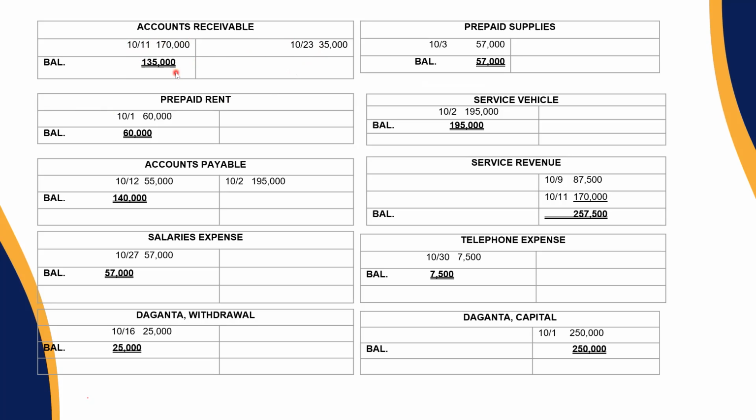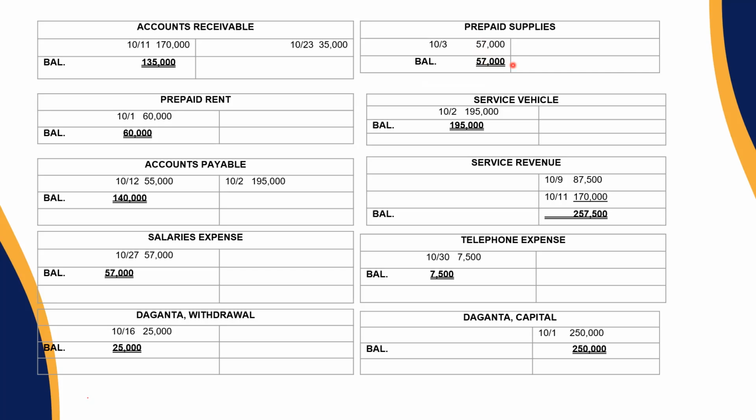Okay? What about prepaid supplies? Sa prepaid supplies, hanapin niyo doon sa journal entries. Ano ba ang transactions na may prepaid supplies? Isa lang. That's the acquisition. Yung bumili tayo, that's 57,000 pesos. So, ang balance ng prepaid supplies, 57,000 pesos. So, can you follow? So, ang posting is, isa-summarize mo lang siya isa-isa.